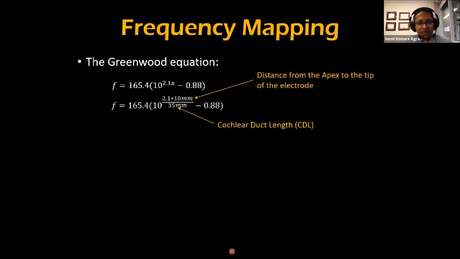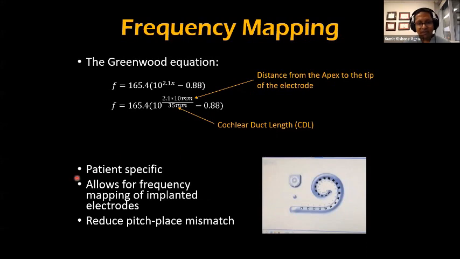So how do you pitch map? Well, we can use Greenwood's equation. But the problem is, to use this equation, we need to know the total cochlear duct length. And if we know that total cochlear duct length, we can then input our angular depth or the linear depth and get our actual frequency at that point of the cochlea. If we know that, we can now start creating patient-specific maps. So if we implant a patient, we can actually create a perfect map for their exact cochlea based on their size and configuration of the electrodes.